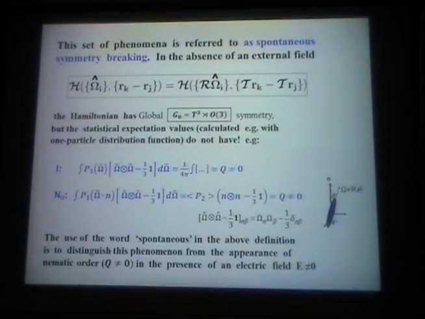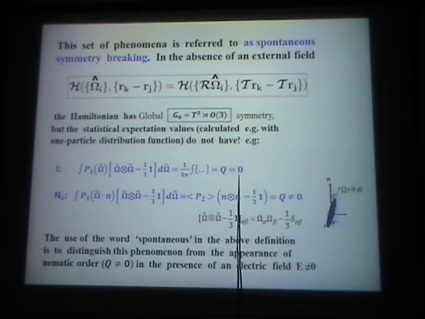So if I take these one-particle distribution functions and I calculate observables, then they will appear to be non-zero. For instance, I can calculate, say, the Q alpha beta tensor, let's say the alignment tensor, with this distribution, and of course in the isotropic phase I would get this tensor to be zero.